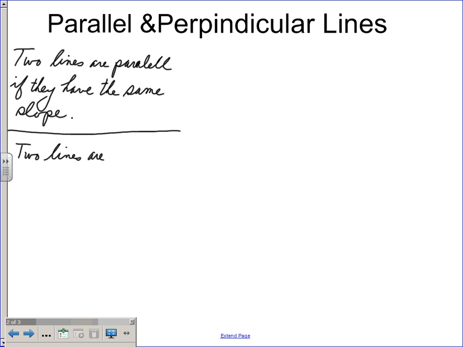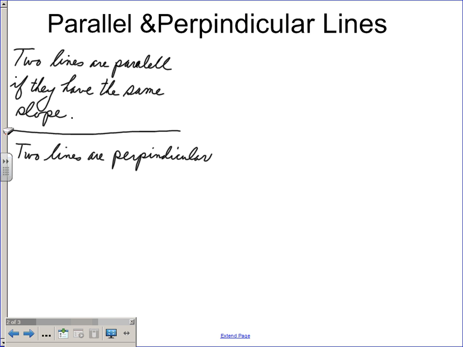Two lines are perpendicular. Can you guys read my writing all right? It gets better after a couple of weeks or so, but I can't print very well.